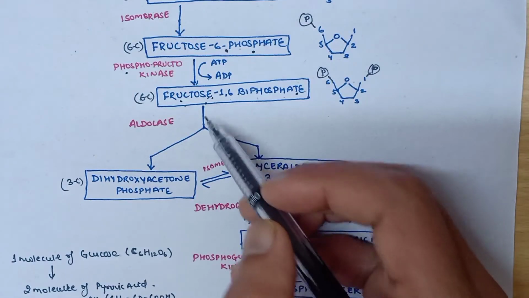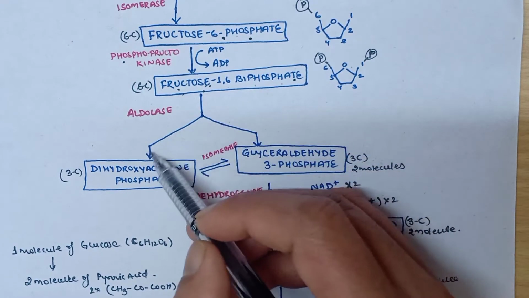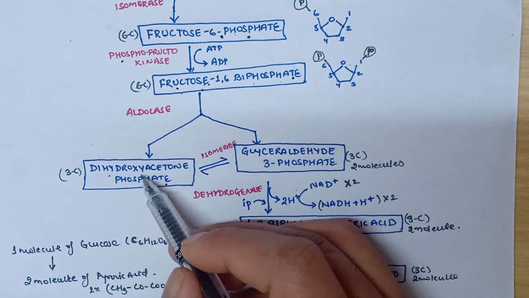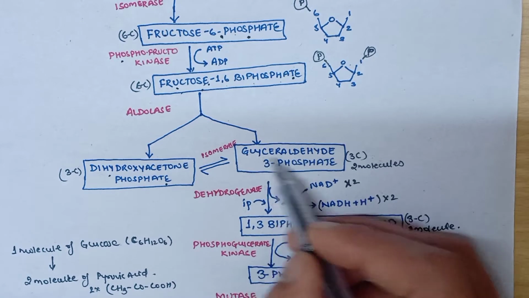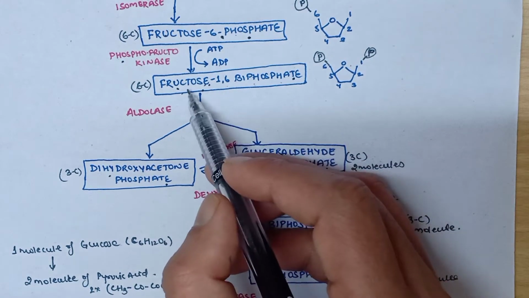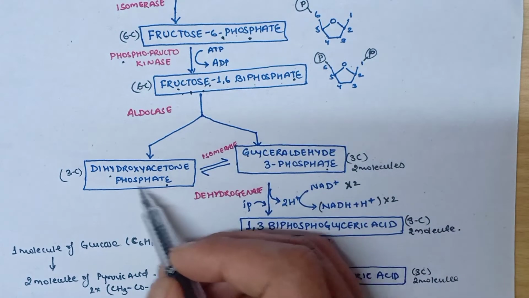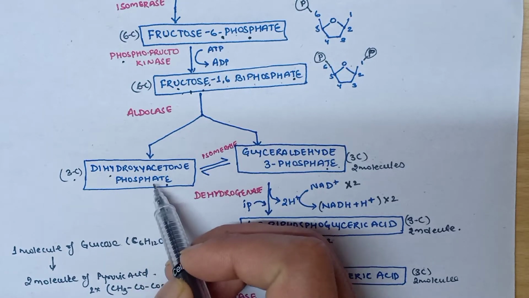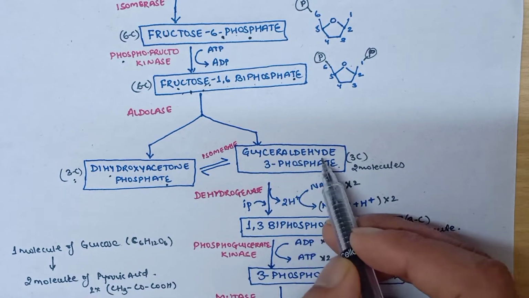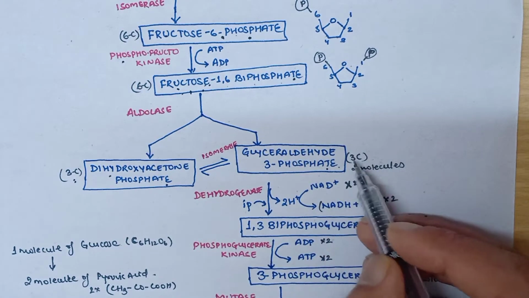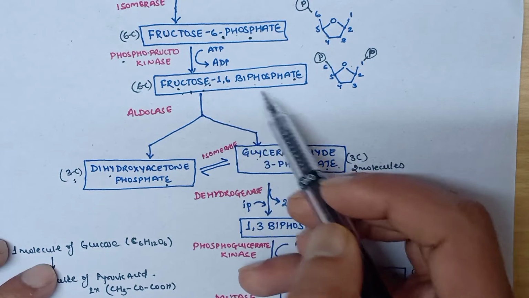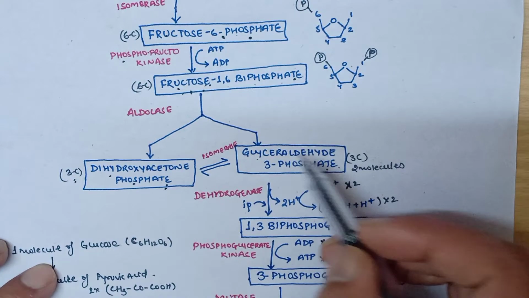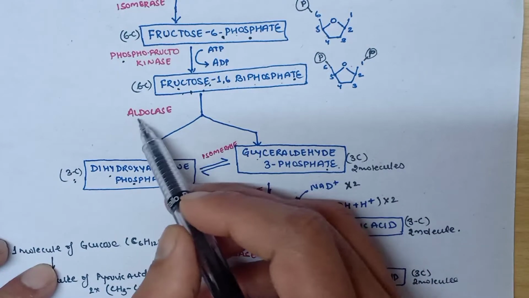Now it has to be broken down. It breaks down into dihydroxyacetone phosphate and glyceraldehyde 3-phosphate. So this is a 6-carbon compound and it gets broken down into 3-carbon compounds. Dihydroxyacetone phosphate is a 3-carbon compound and glyceraldehyde 3-phosphate is also a 3-carbon compound. Fructose 1,6-biphosphate gets converted into dihydroxyacetone phosphate and glyceraldehyde 3-phosphate in the presence of the enzyme aldolase.